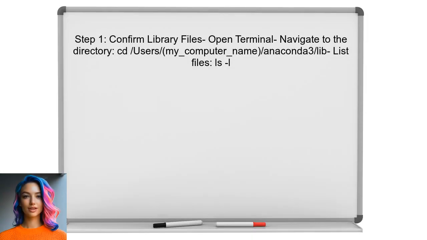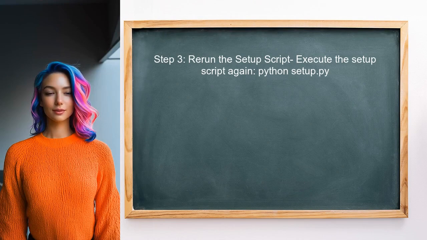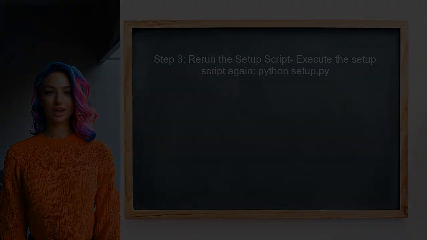To address the issue with the missing library, the user should first confirm the existence of the library files in the specified directory. They can do this by navigating to the folder using the terminal. Next, the user should create a symbolic link to resolve the naming discrepancy. This will allow the application to find the library it needs. The command for this is straightforward. After creating the symbolic link, the user should try running the setup script again. This time, it should locate the library without any issues.